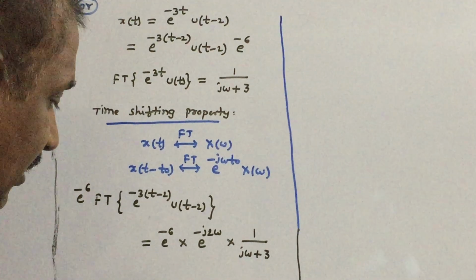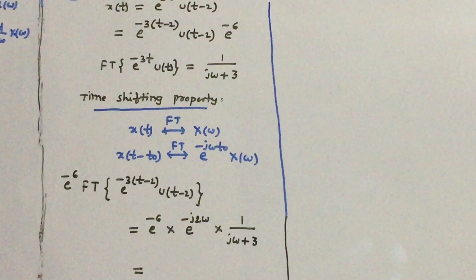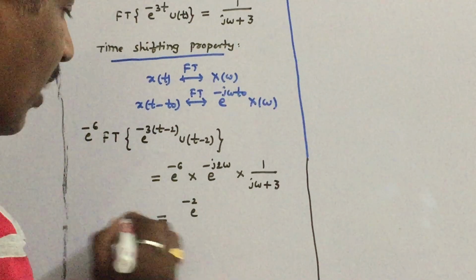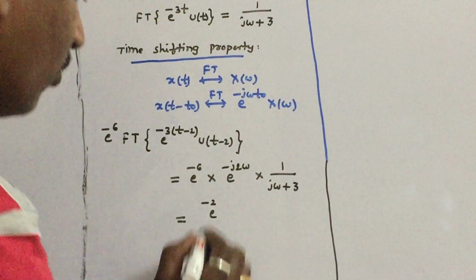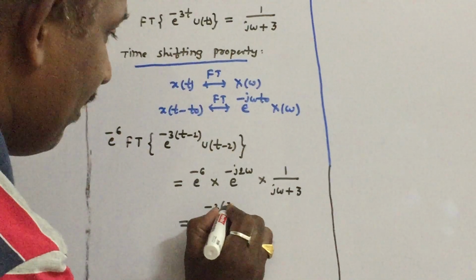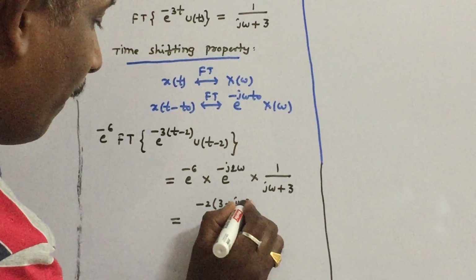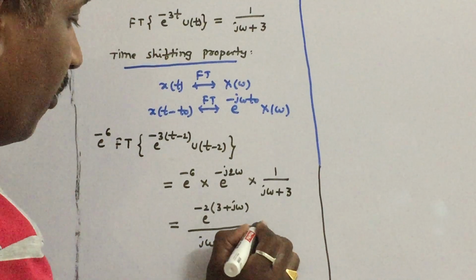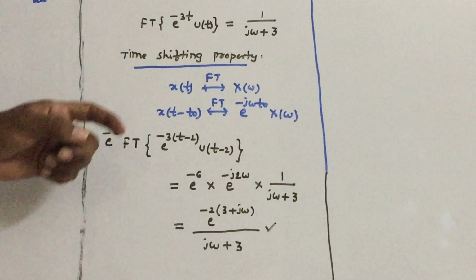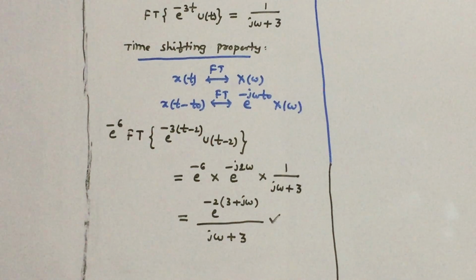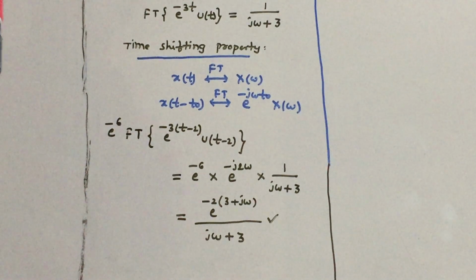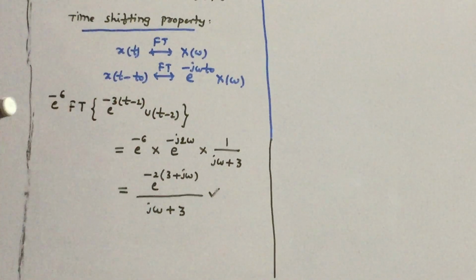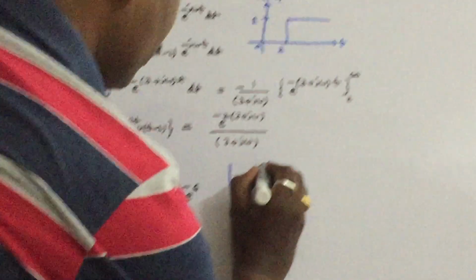You can take minus 2 as common in the numerator. If you take minus 2 as common, it will become e power minus 2 into 3 plus j omega by j omega plus 3. You can check that the same answer has come by both the methods. So in this way you can do the same problem by the time shifting property. So let us see the last problem, a very simple problem.